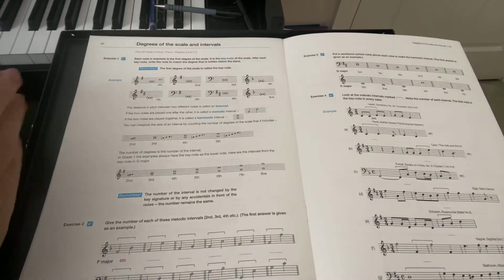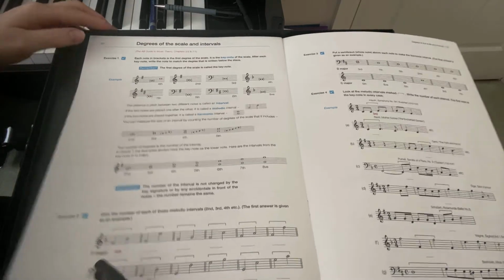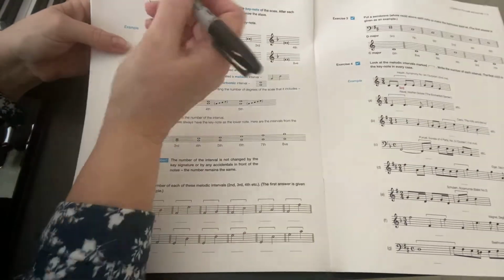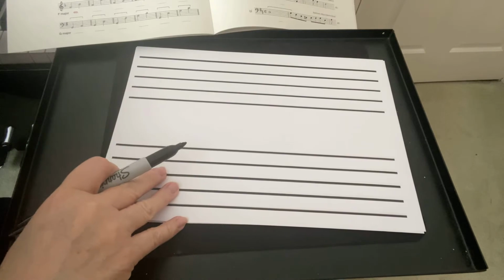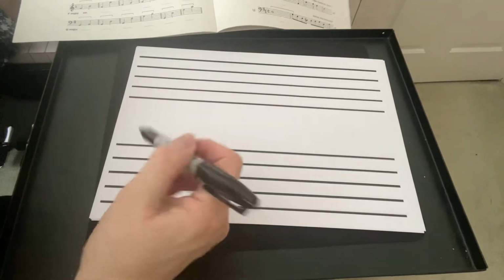Okay, so I'm going to just give you a little tutorial on page 20 and 21 in your theory book. I think that is just those 2 pages, which have got 4 exercises on them. It's entitled Degrees of the Scale and Intervals. So I've got a rather large stave here, or a couple of music staves.